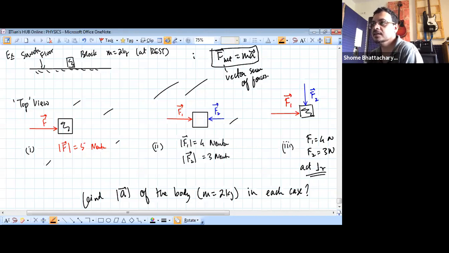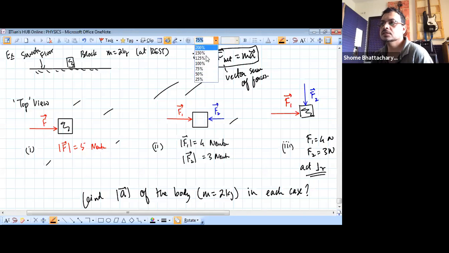In the third case, they are acting in perpendicular directions. So the magnitude of F1 plus F2 vector will be the square root of F1 square plus F2 square. Yes, that's correct. Yes, Ritika, that's correct. Somoru, that's correct. No, Shikhar, you have to divide force by mass to get the acceleration. Yeah, Vaishnavi, correct, both the answers.